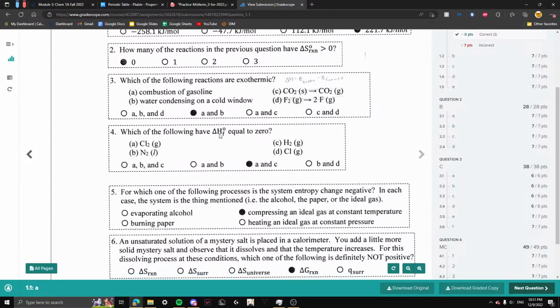And then, which of the following have delta HF equal to 0? Just look for something in its standard state. Cl2 gas exists naturally. This is nitrogen as a liquid, which is not normal. This is hydrogen gas, this exists. And this is chlorine on its own, which is not normal. Chlorine gas is always diatomic, so this is also not normal, so it's A and C.